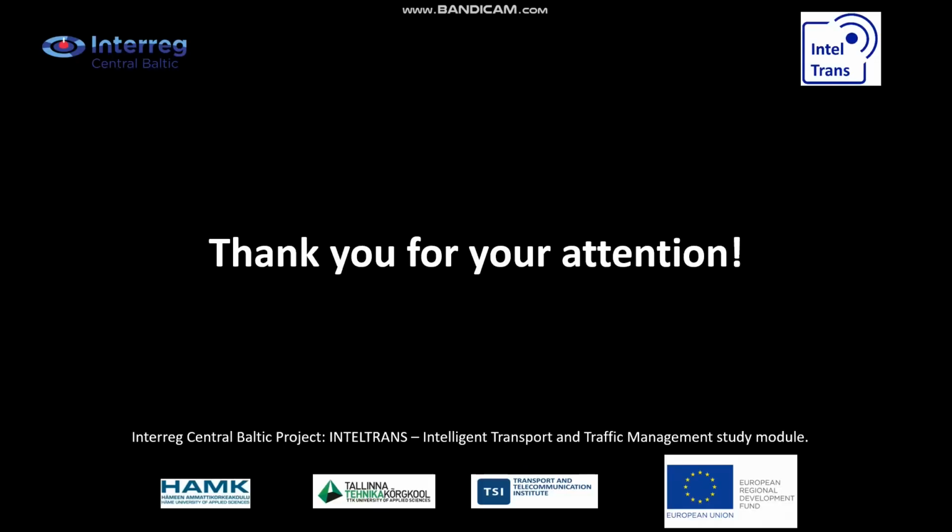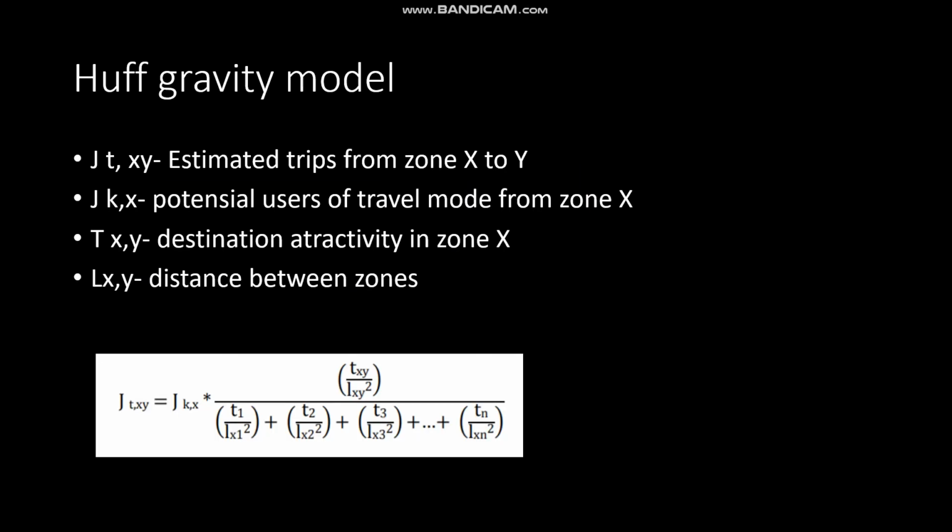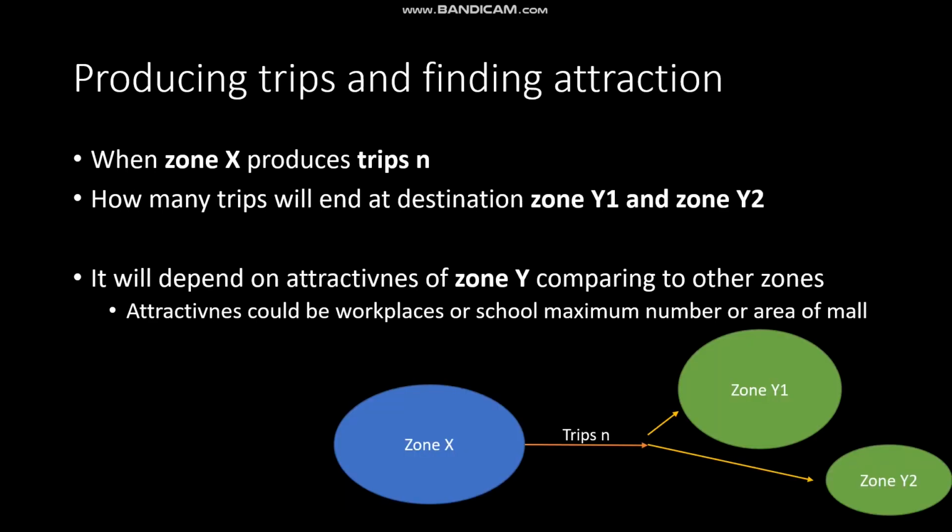I will skip this part, but I will explain it a little better over here. So we have zone X, and we want to know how many trips are going to zone E1 or E2. For that, we are going to use the gravity model. So the trips N are the maximum number of students in that zone, and we have to divide those students between two schools. Whatever school is nearer or bigger, it will pull more students there.